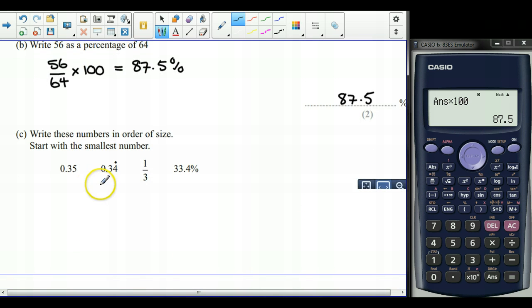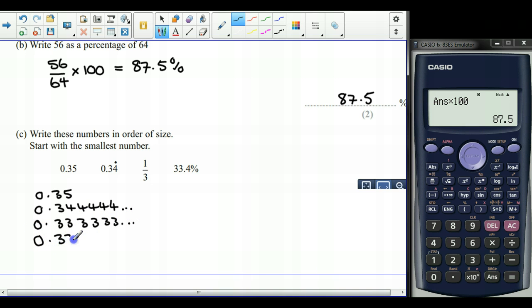Next question asks us to order these. I'm going to leave them as decimals where I can, so the first two are fine. So we've got 0.35, we've got 0.3 with a dot meaning recurring, so we've got 4, 4, 4, 4, and so on. 1/3, you need to know that that is the same as 0.3 recurring, and then finally 33.4% can be converted to a decimal by dividing by 100. So if needs be, on a calculator paper you can convert a percentage to a decimal by dividing by 100.